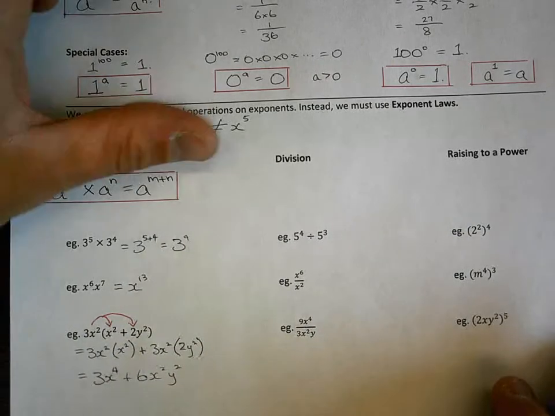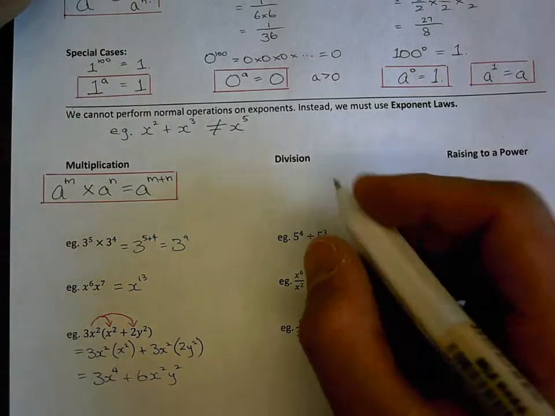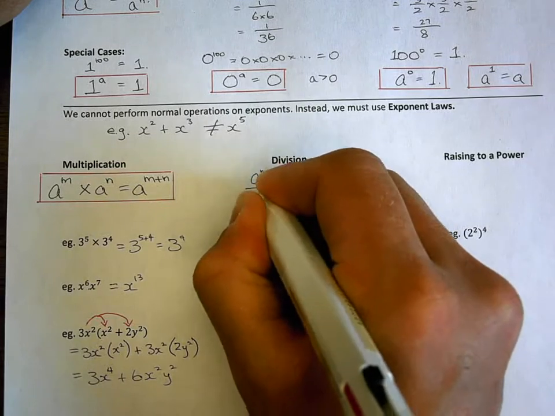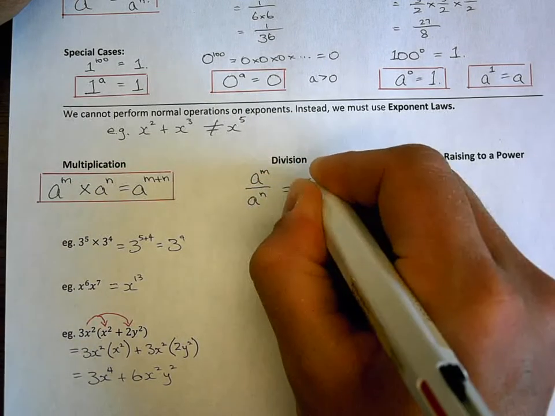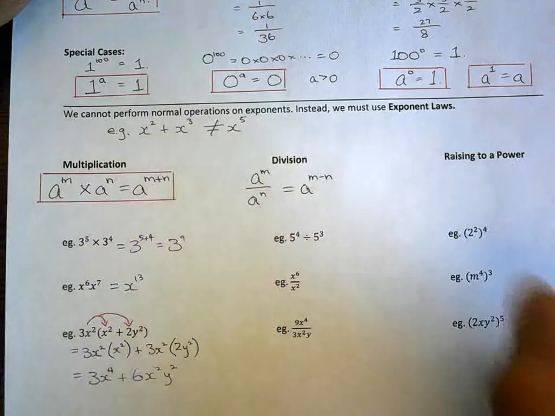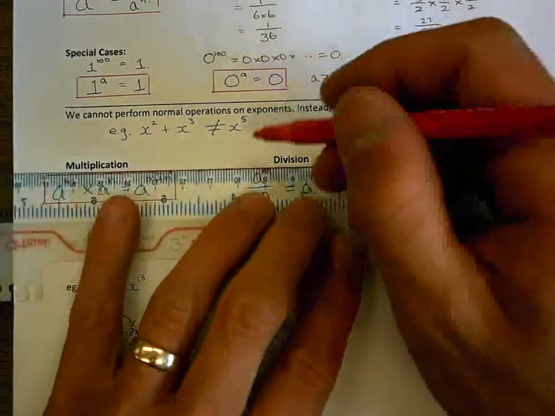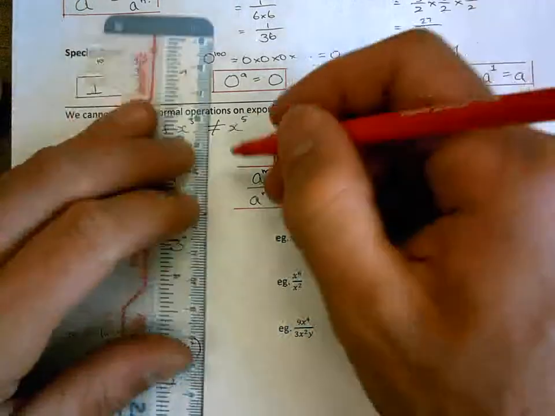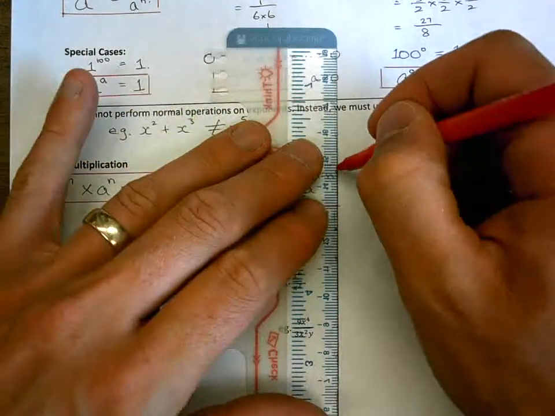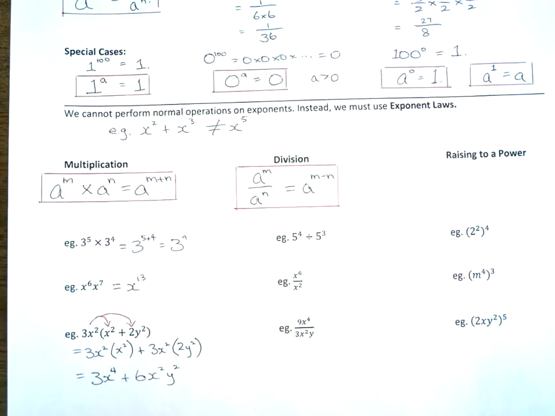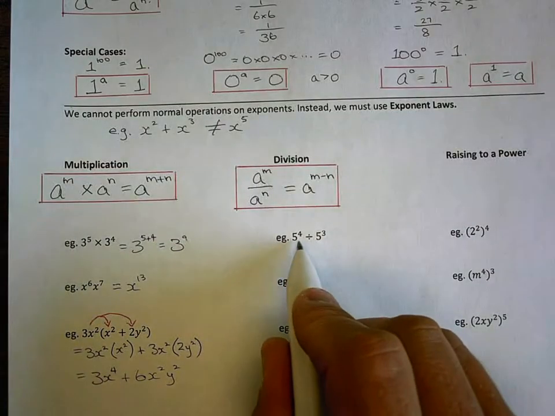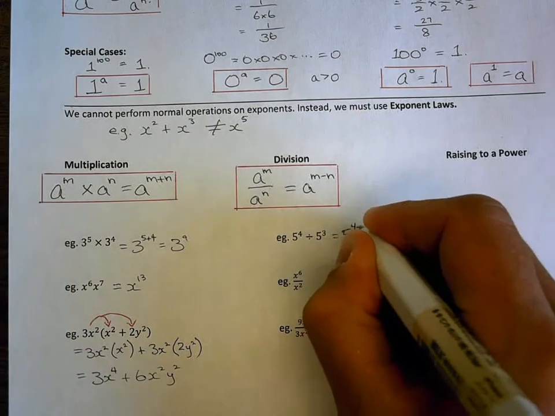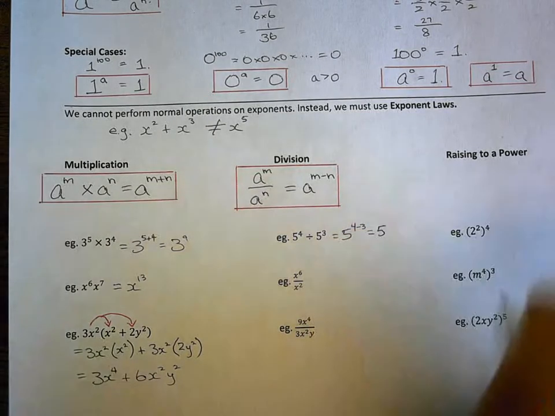Okay, the second exponent law is very similar. This is the division law. A to the power of m divided by a to the power of n is equal to a to the power of m minus n. So if I'm dividing exponents or powers with the same base, I can subtract the exponents. So here if I have 5 to the 4 divided by 5 to the 3, well, this just becomes 5 to the 4 minus 3, which is 5 to the 1, which is just 5.